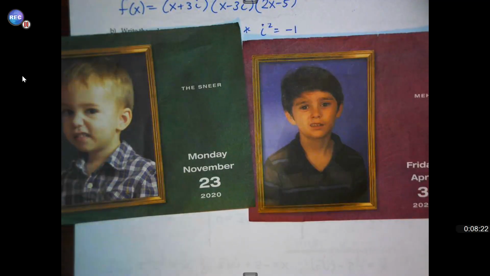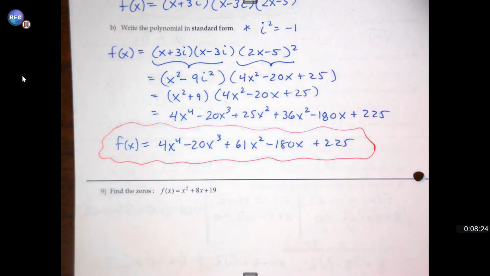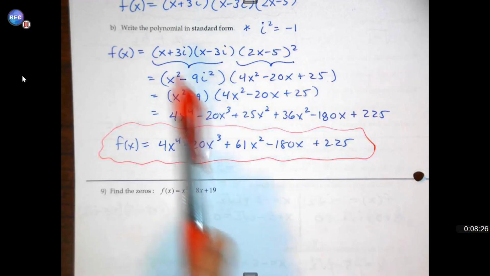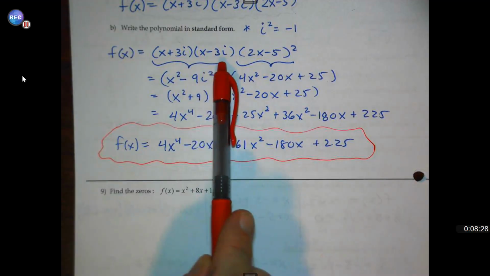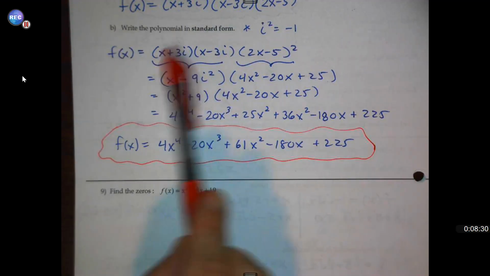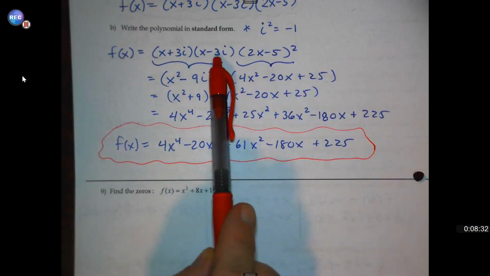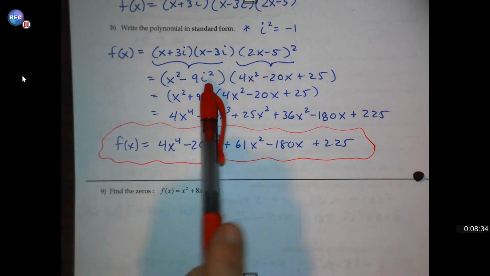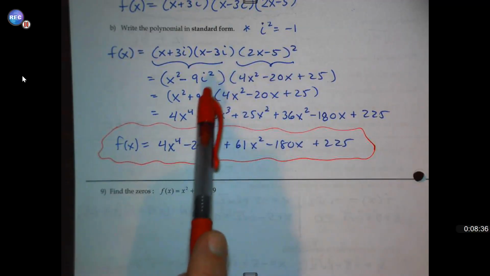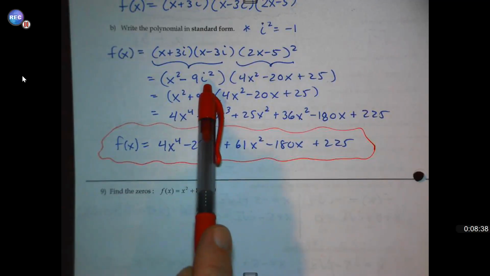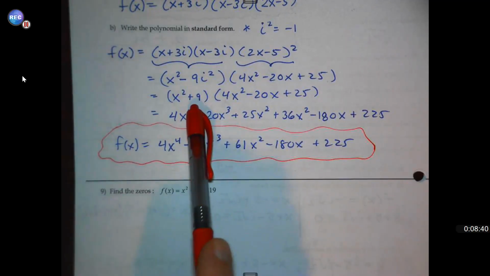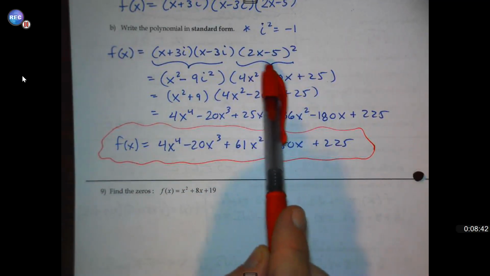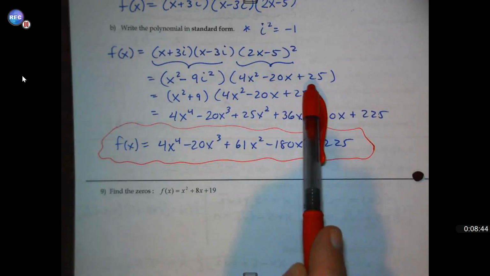All right, welcome back, everybody. Let's take a look here. When I multiplied x plus 3i and x minus 3i, I got x squared, outer and inner cancel, minus 9i squared. The i squared is equal to -1, so that's like minus 9 times -1, so it becomes plus 9. And over here, you just have to square that binomial, giving you these three terms.